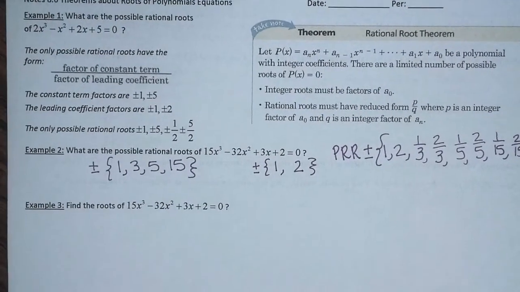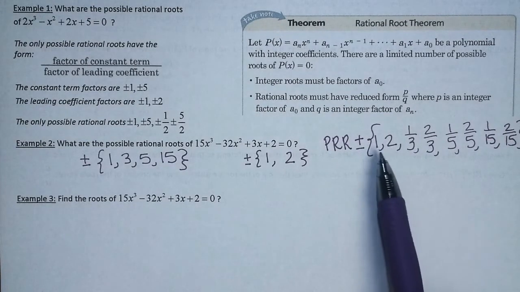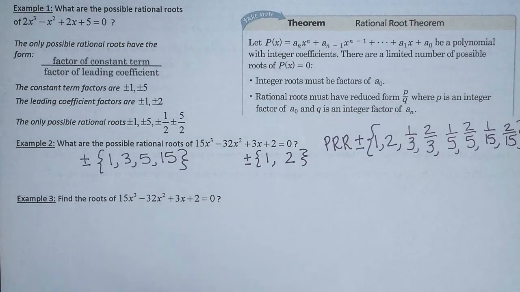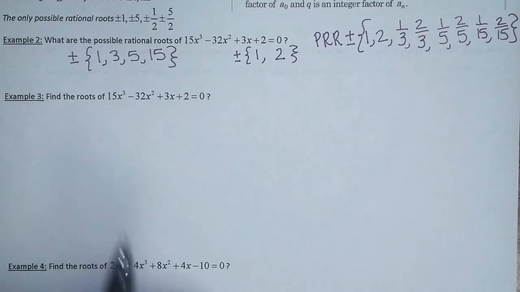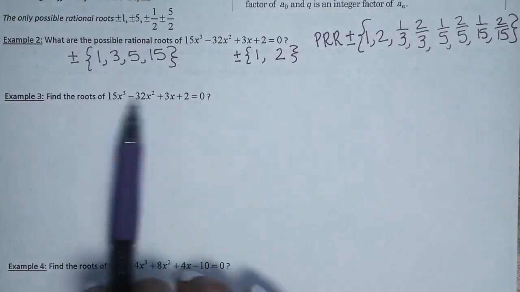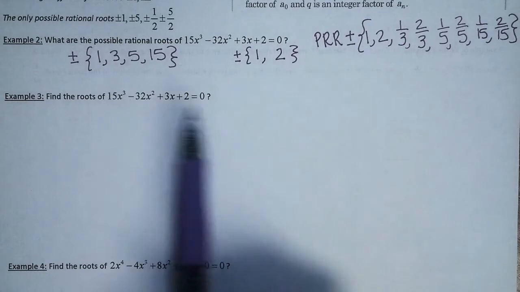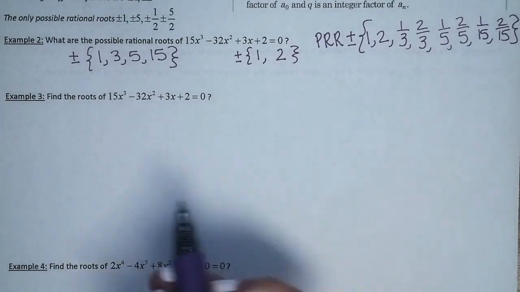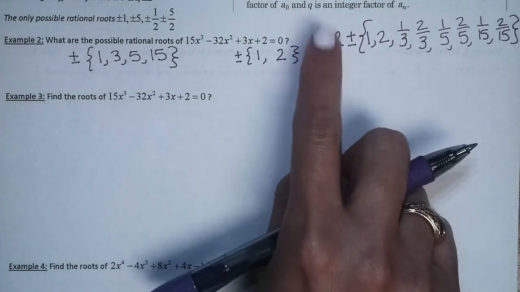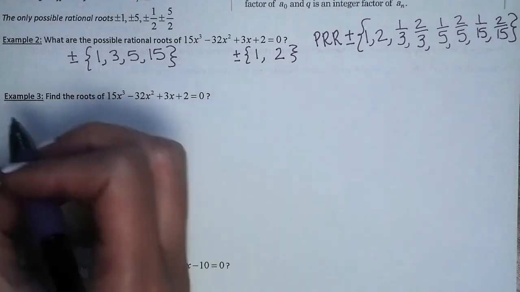And remember that if you synthetically divide a polynomial by a factor and the remainder is 0, that means that it is a root of the polynomial. So that's what we're about to do. Let's try it. Let's find one of the roots of this cubic by synthetically dividing this polynomial by the list of possible rational roots. So, step 1, find the list of possible rational roots. Well, I already did that on example 2, so done.